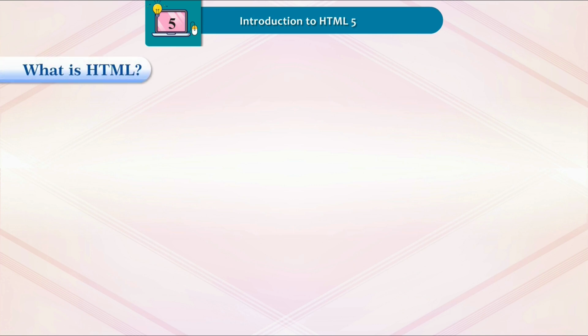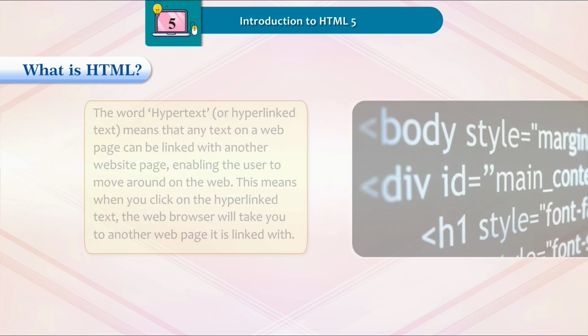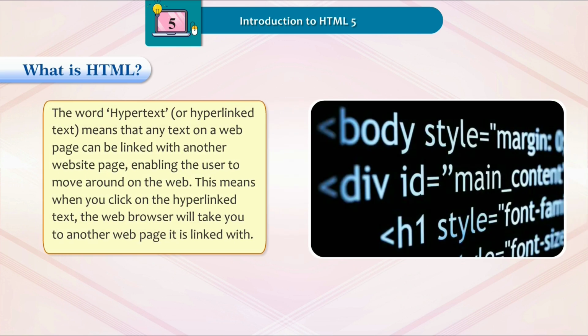What is HTML? HTML stands for Hypertext Markup Language. It is a language that is understood by a web browser for composing text and images, still as well as animated, for a web page. The word hypertext or hyperlinked text means that any text on a web page can be linked with another web page, enabling the user to move around on the web. This means when you click on the hyperlinked text, the web browser will take you to another web page it is linked with.